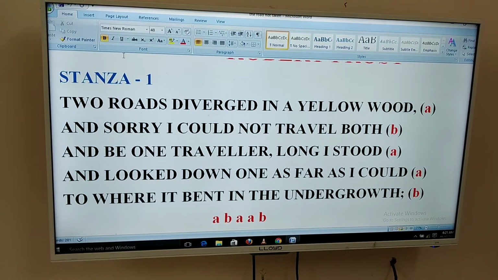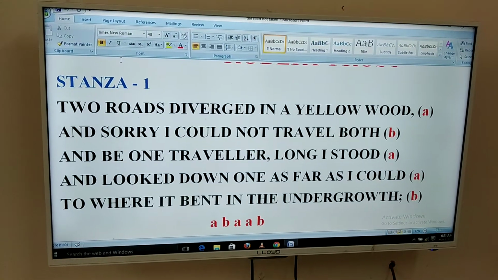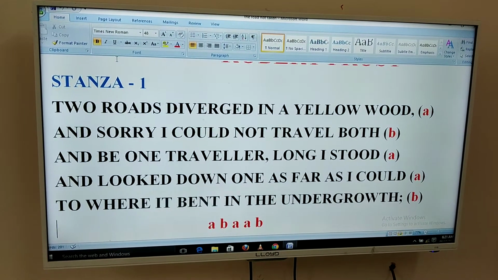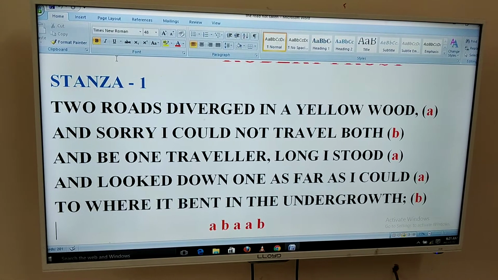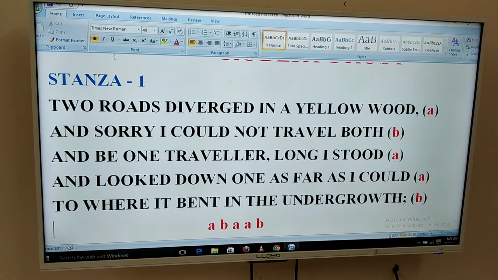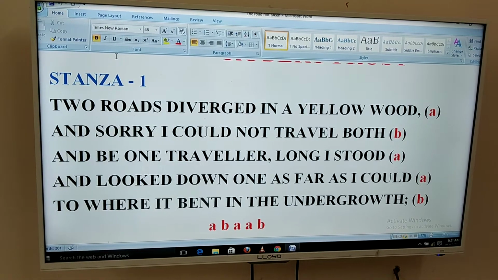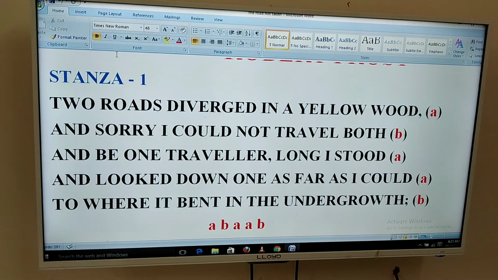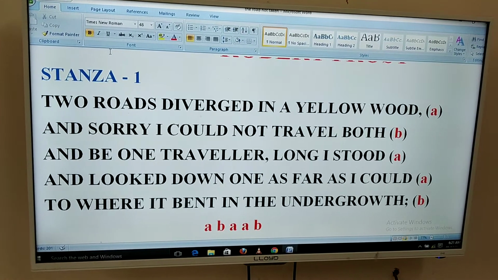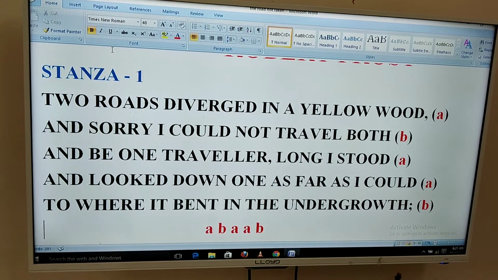Literary devices are the devices used by the poet to make the poem more interesting, more beautiful, and to make an impact on the reader's mind. So, we'll begin with the rhyming scheme. Thereafter, I will explain the literary devices used in each stanza of the poem. For rhyming scheme, you are to focus on the last word of each line.